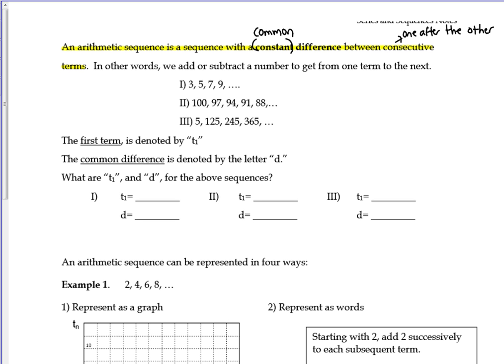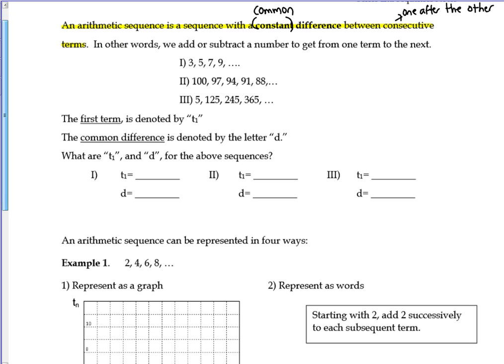So we denote the first term as T1. We denote the common difference, what we're adding and subtracting each time. So this very first sequence, what would be the first term? T1. 3, and what would be the common difference? 2. We're adding 2, so it's positive 2. If we were subtracting 2, it would be negative 2.